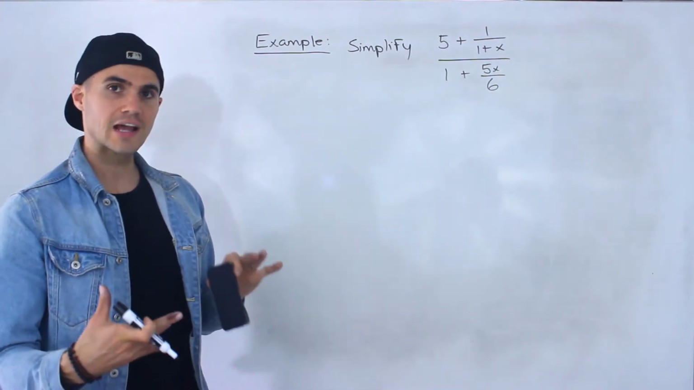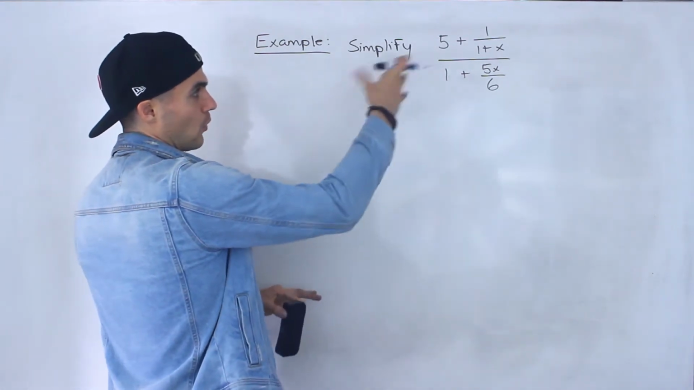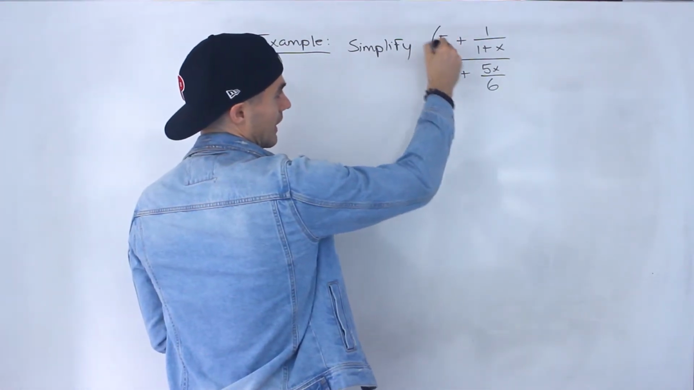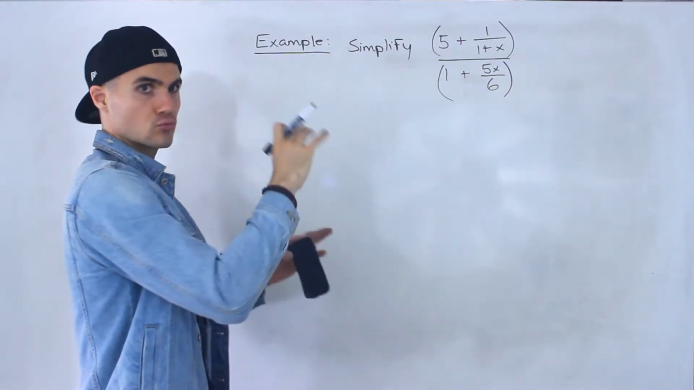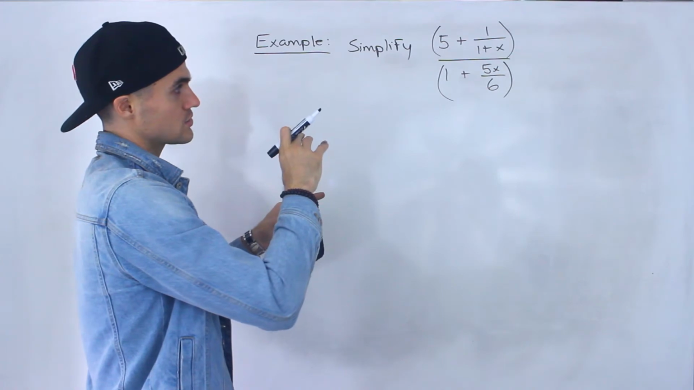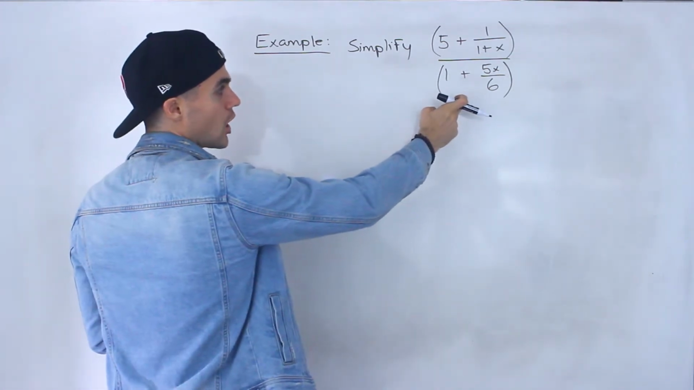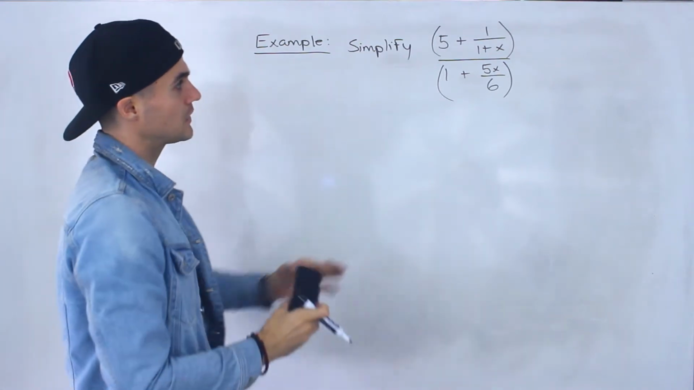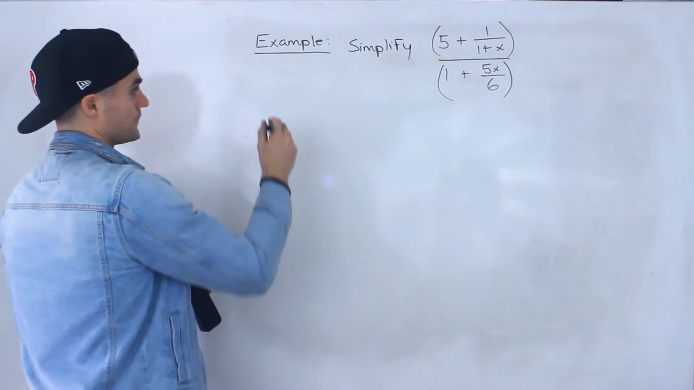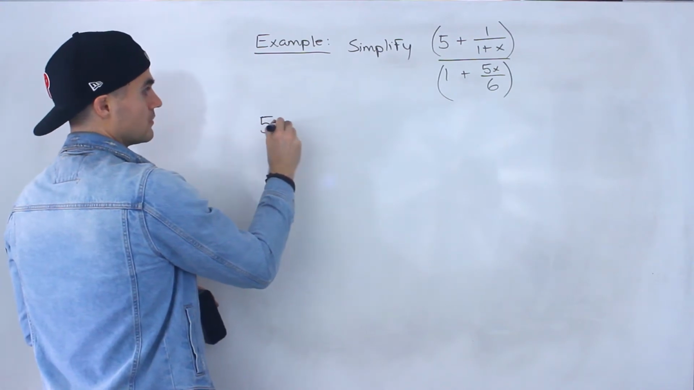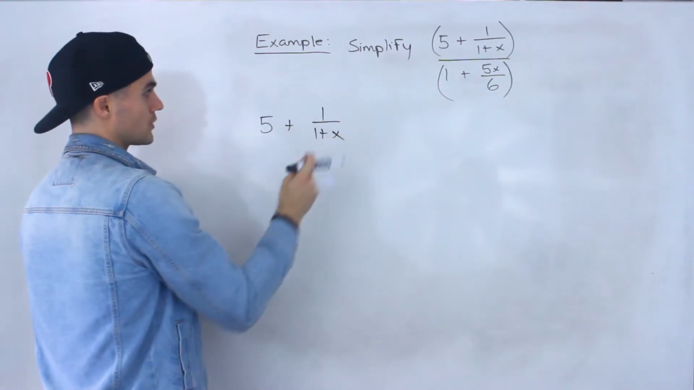So the first thing I like to do when I see something like this, if I have an overall fraction, is try to rearrange the numerator to be one fraction and the denominator to be one fraction, because then we can take that fraction and divide it by this fraction. So for example, I've got 5 plus 1 over 1 plus x, and I'm just going to work with the numerator for now.